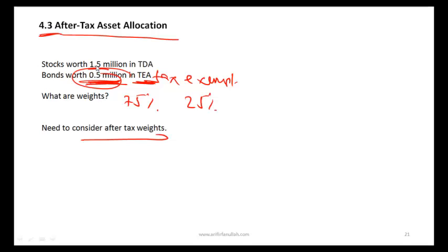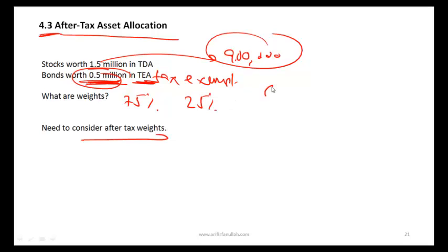And when you take the after-tax number given the rates, and I don't think we need to get into the mechanics or the calculation, the after-tax number for stocks is really 900,000. Therefore, the weights of stocks and bonds should be based on 0.9 million and 0.5 million, which then becomes 64.3 for stocks and 35.7. The fundamental point for this whole little subsection is that what really matters is the after-tax weights.